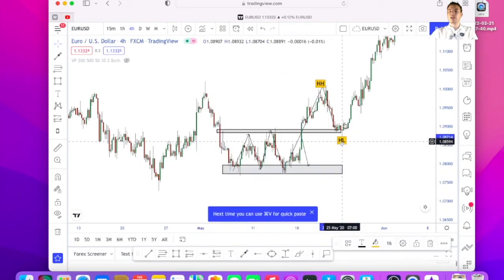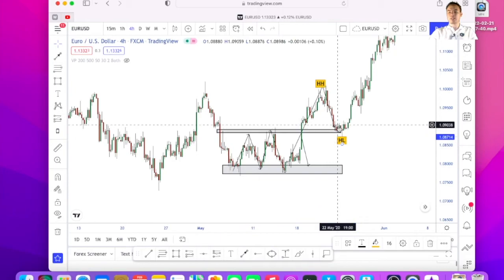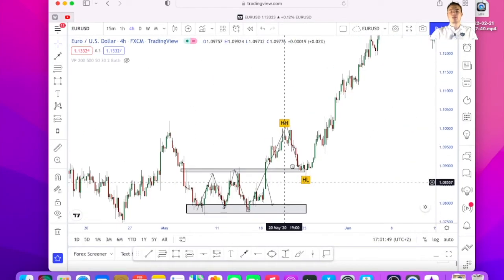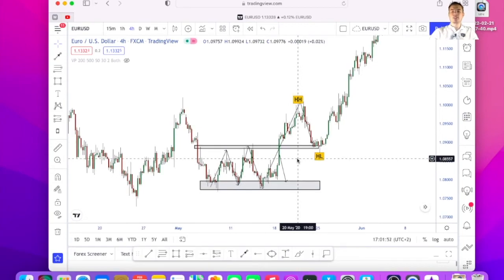Made a higher low. And then you would look to buy in this area. And as you can see, you'd have profited big. So basically, that is what consolidation is.